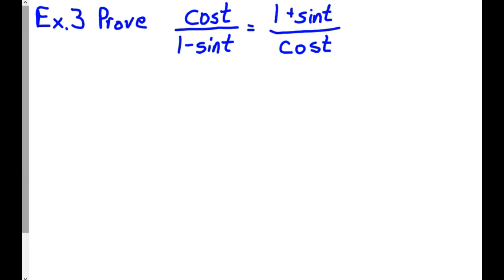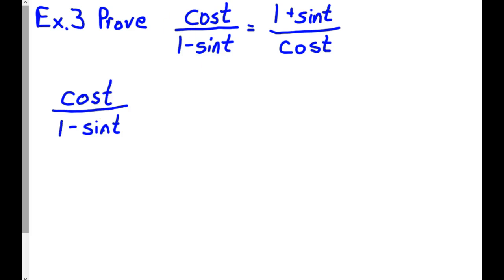Example 3, we want to prove that cosine of t over 1 minus sine t is equal to 1 plus sine t over cosine t. When trying to determine which side we should start with, which side's more difficult, if we look at the denominator of the fractions, on the left side we have 2 terms, on the right side we only have 1 term, so we're going to start with the left side of the equation.